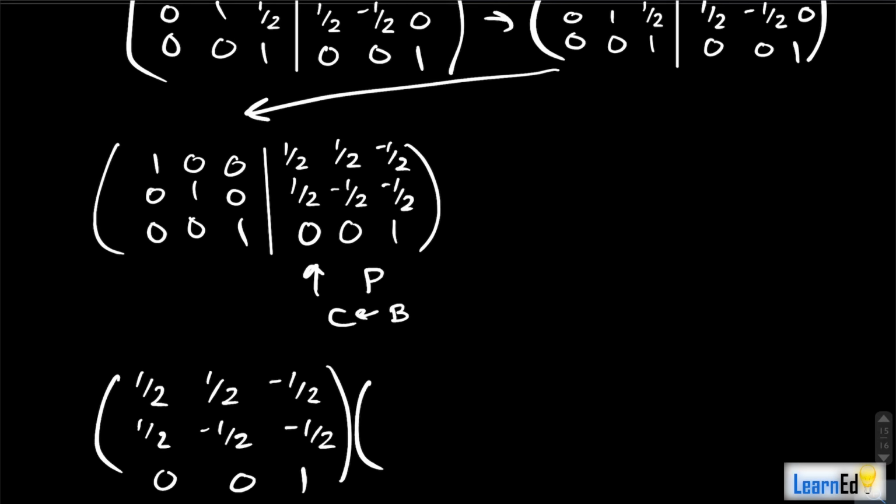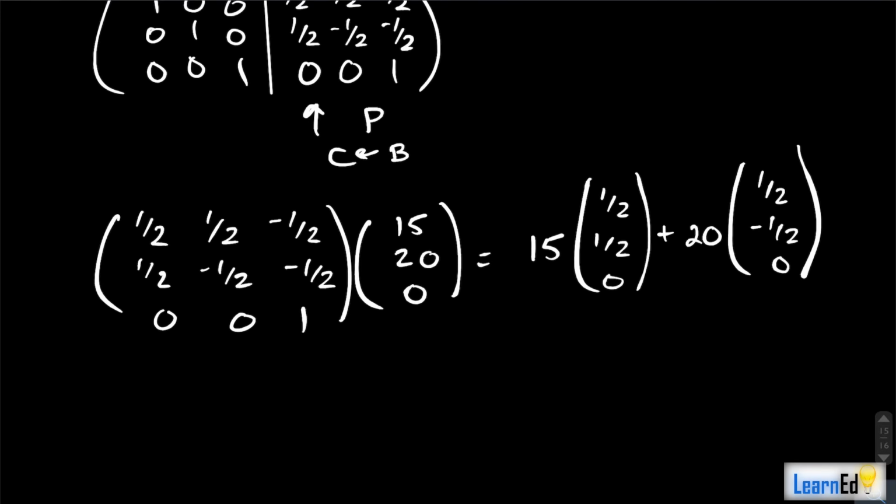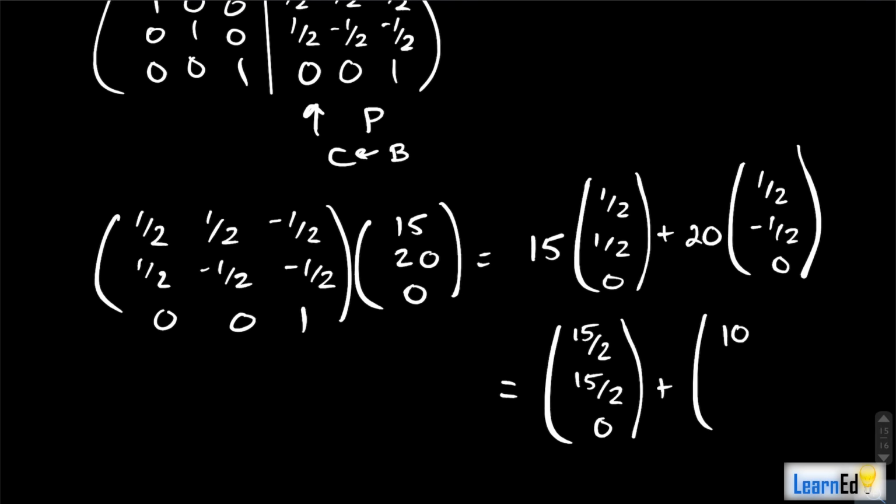Okay, we're going to multiply by that vector we had earlier, 15, 20, 0. So we have 15 times 1/2, 1/2, 0, plus a 20 times 1/2, -1/2, 0. We don't need to worry about the other one because it was 0. So we get 15 halves, 15 halves, 0, plus 20 over 2, -20 over 2, 0.